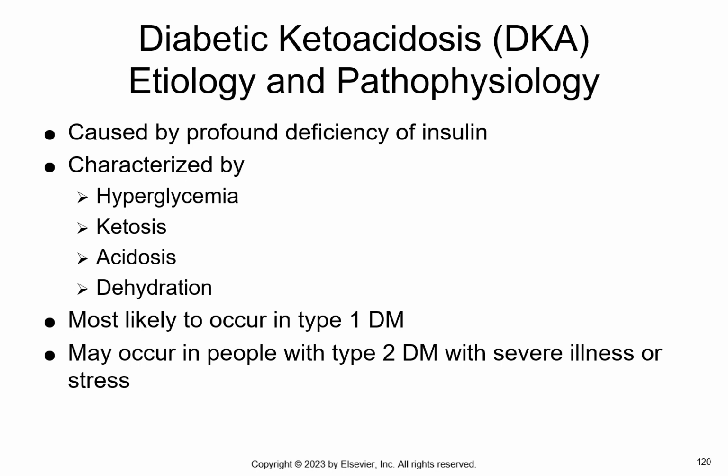DKA is caused by a profound deficiency of insulin. It is characterized by hyperglycemia, ketosis, acidosis, and dehydration. It is most likely to occur in people with type 1. It may occur in type 2 in conditions of severe illness or stress in which the pancreas cannot meet the extra demand for insulin. The precipitating factors include illness, infection, inadequate insulin dosage, undiagnosed type 1, lack of education, understanding, or resources, and neglect.